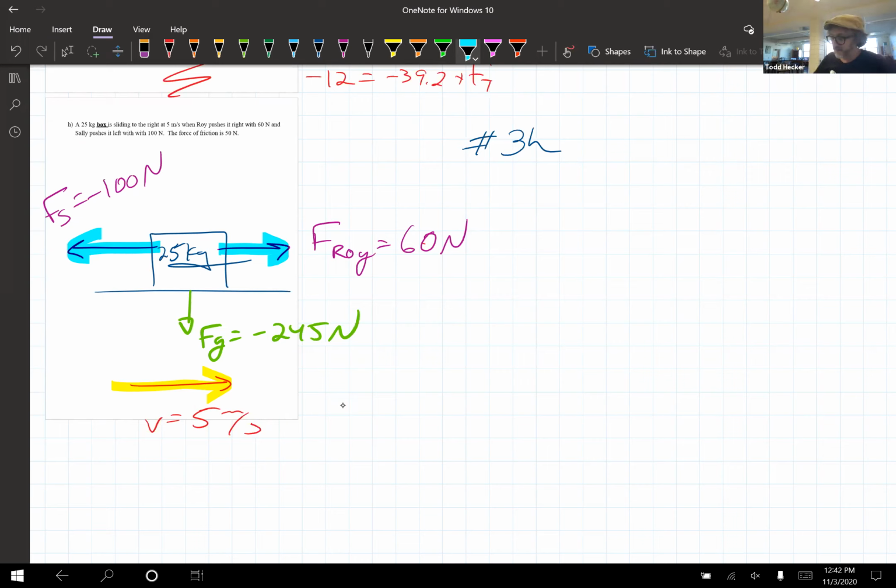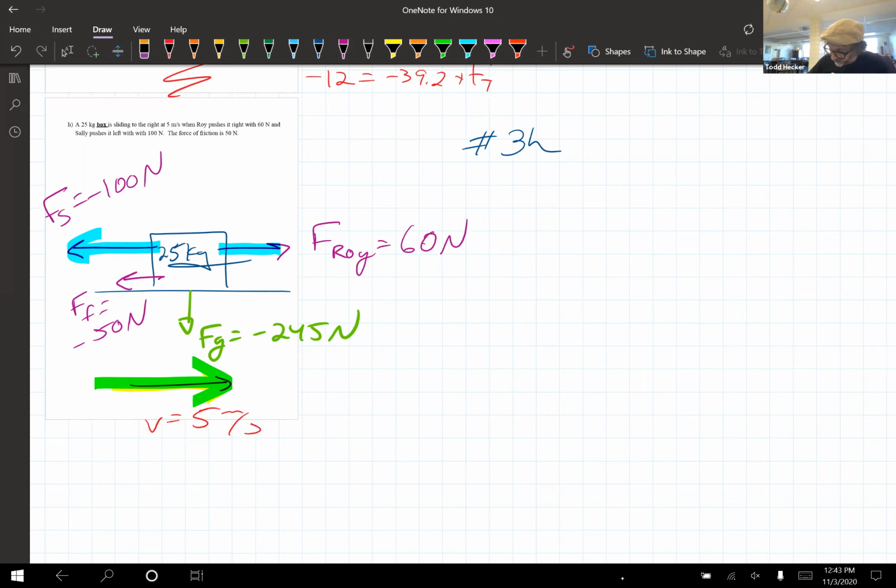All right, the idea is our force of friction is not going to oppose a force, it opposes a velocity. Our box is moving this way, so our friction is going to be that way, opposite direction. So I can go ahead and put in my friction. The problem told me that that was 50 newtons. All right, so I think that's my free body diagram.